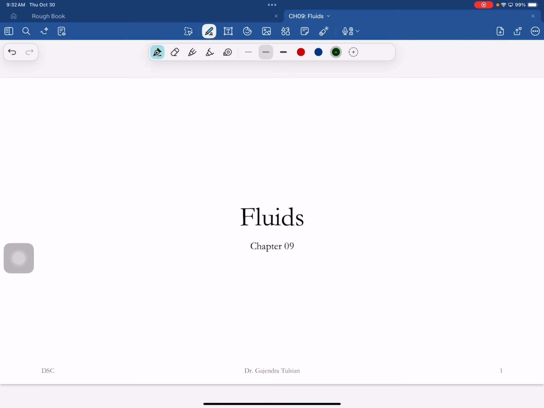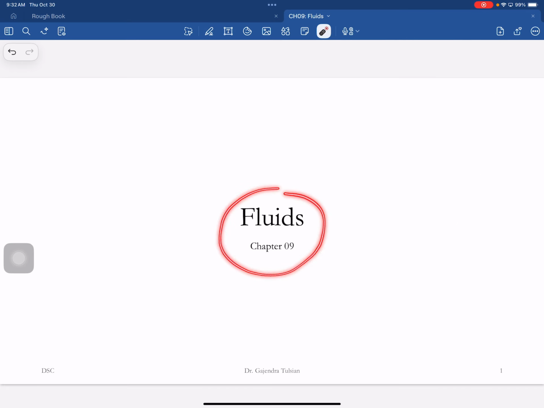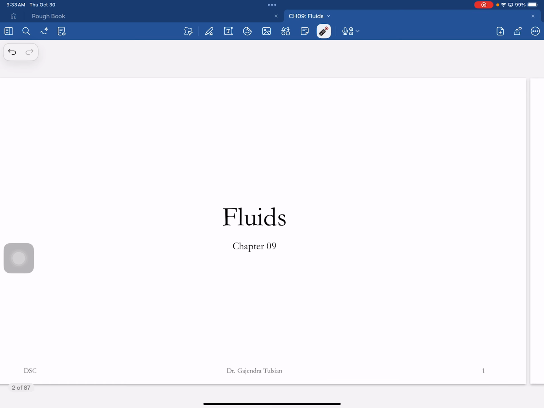We're going to talk about fluids. Everything in our life happens in fluids, so we want to understand fluids. What are fluids? Things that flow. Gases and liquids are both fluids. So that's what we'll talk about.